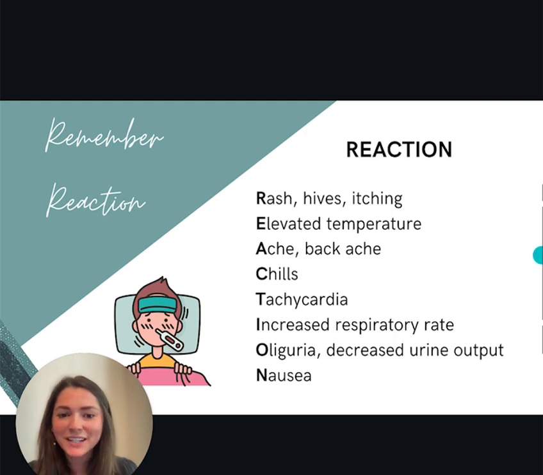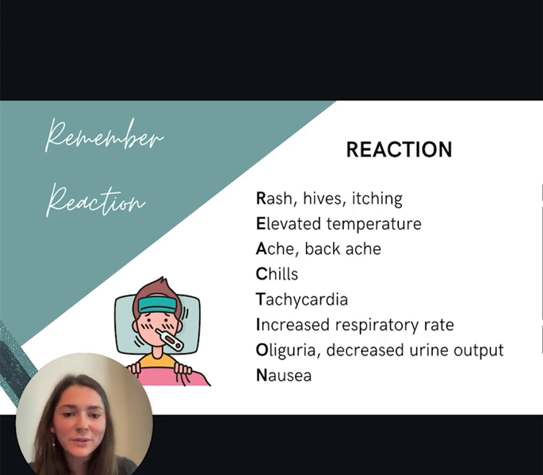Okay, I'm going to give you a little mnemonic to remember those different signs and symptoms of a transfusion reaction, and that's just simply the word reaction. R for rash, hives, or itching, E for elevated temperature, A for aches like that backache, C for chills, T for tachycardia, I for increased respiratory rate, O for oliguria or low urine output, and N for nausea.